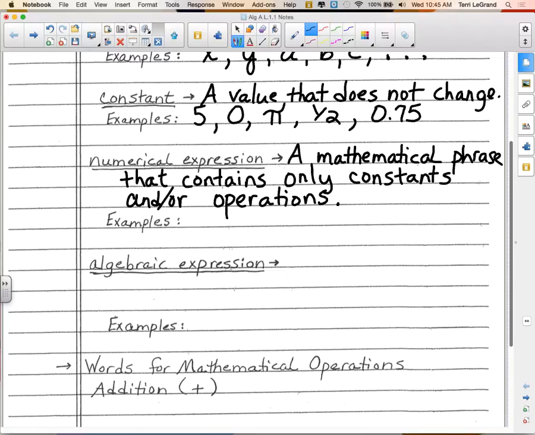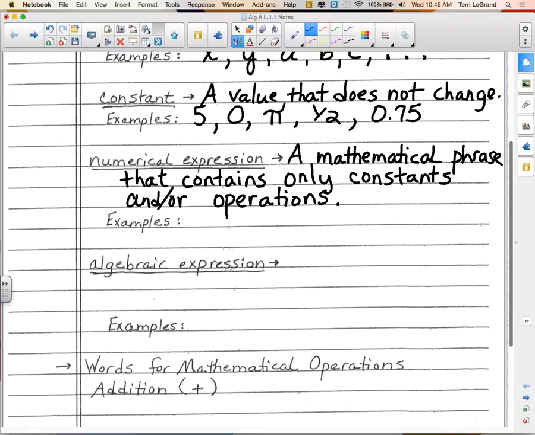But, you know, if you said that, people would need more information. By the water. Is that a phrase? Sure. By the water. What do I mean by that? Well, until I put it into a sentence, it makes no sense. It's a phrase. It's a part of the sentence. That's what an expression is. It's part of an equation. So, a mathematical statement, or phrase I mean, that contains only constants and or operations. So all of those constants we just listed up above, they're actually numerical expressions.